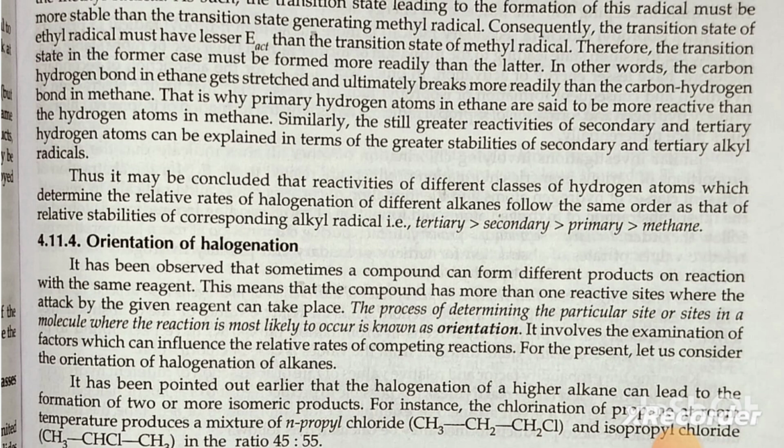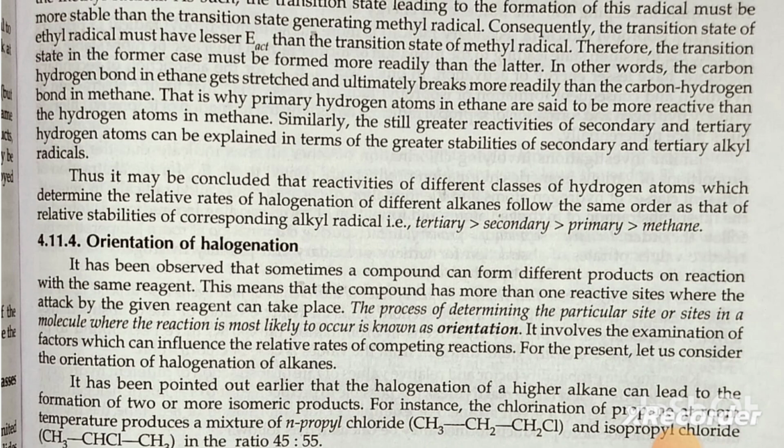Orientation of halogenation. It has been observed that sometimes a compound can form different products on reaction with the same reagent. This means that the compound has more than one reactive site where the attack by the given reagent can take place. The process of determining the particular site or sites in the molecule where the reaction is most likely to occur is known as orientation. It involves the examination of factors which can influence the relative rate of competing reactions. For the present, let us consider the orientation of halogenation of alkanes.